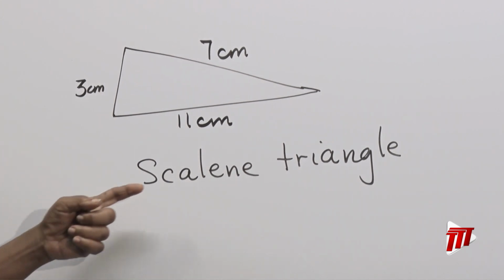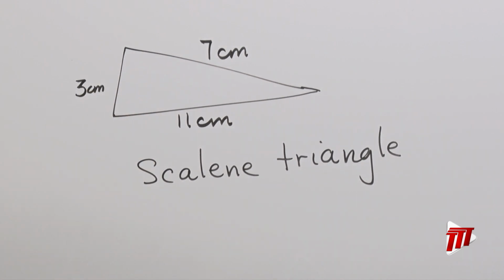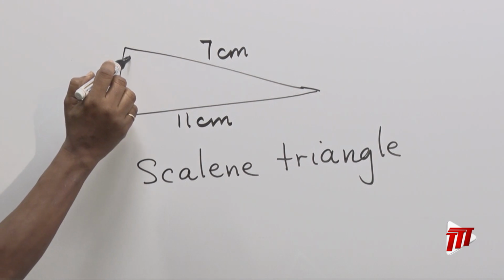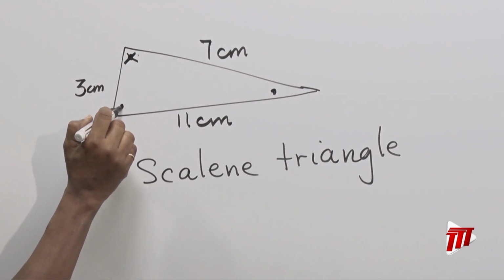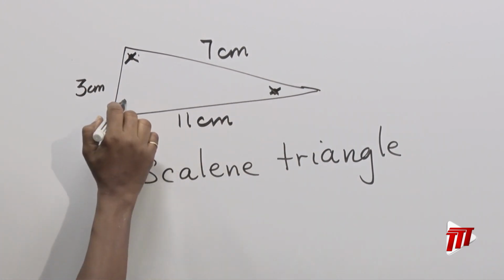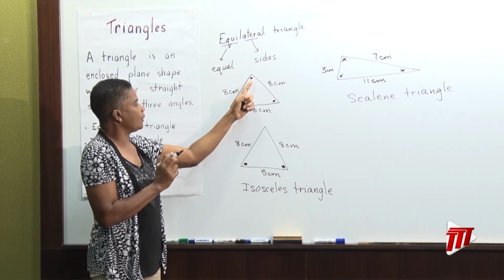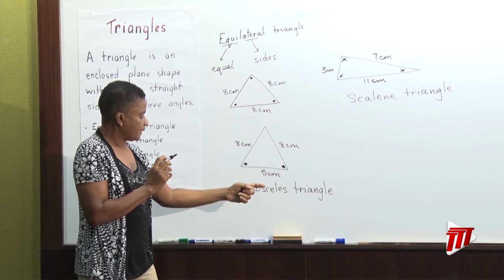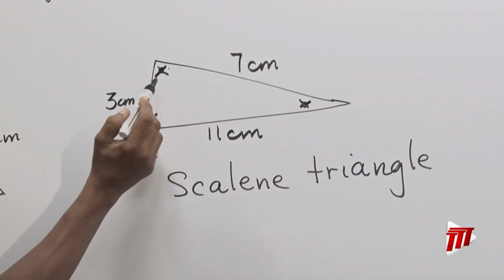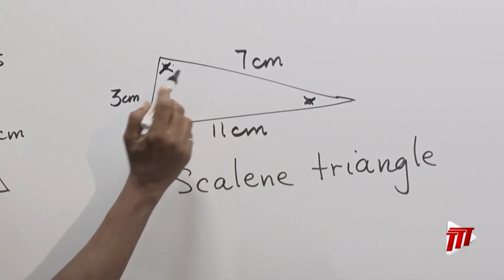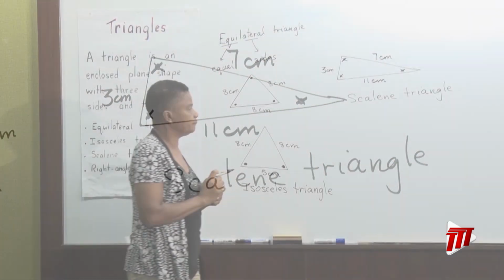Now, in the scalene triangle, all 3 sides are unequal. Therefore, you would assume that the 3 angles are also unequal. So this one is not equal to this one, and they are all unequal. Unlike the equilateral, where we have all 3 angles equal, the isosceles, we have 2 angles equal, but in the scalene triangle, the 3 angles are not the same. They are not equal. And the 3 sides are also not the same.